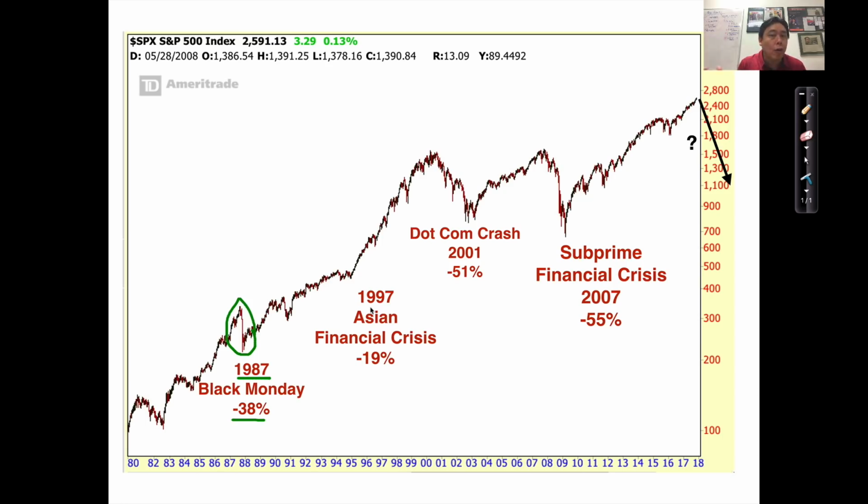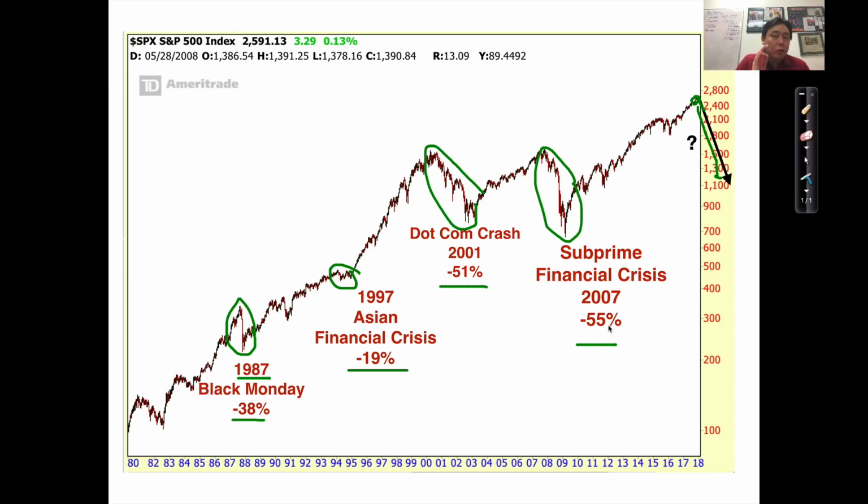We had the Asian financial crisis that was not so bad in the US, but there was a decline of about 19%. And then we had the dot-com crash, which was a decline of 51%. And most recently, 10 years ago, we had the subprime mortgage crisis, where markets declined by 55%. Currently we are here right now, and we are down 11% so far. So how much further down can we go? Could we go down 55%, 50%, 20%? No one knows how far it can go down.